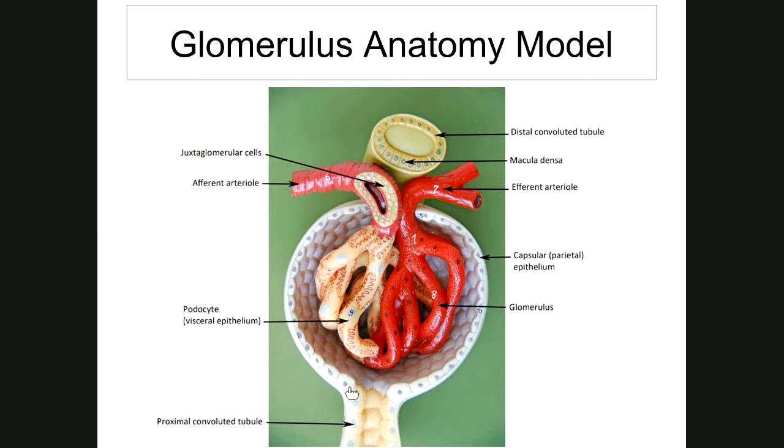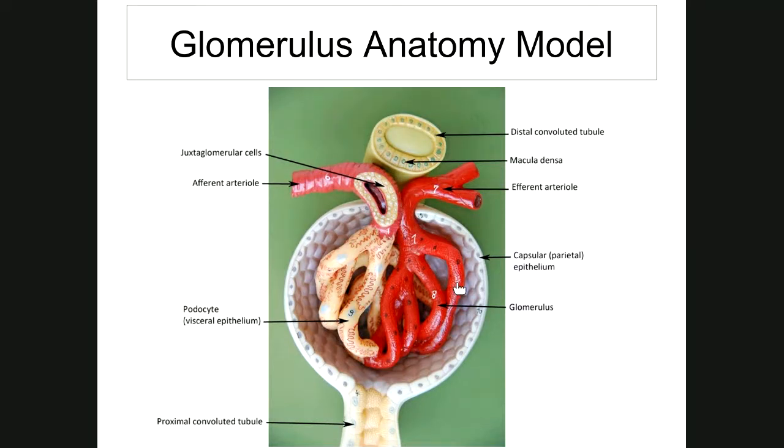This parietal layer invaginates, it goes in, and becomes the visceral layer of the glomerular capsule because it covers the glomerulus. So it's going to go in and cover this capillary bed here. Now on this model or image, this half on the right is missing that covering. So you can see the capillary bed and the little holes in the capillaries called fenestra.